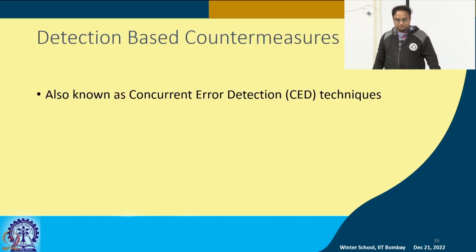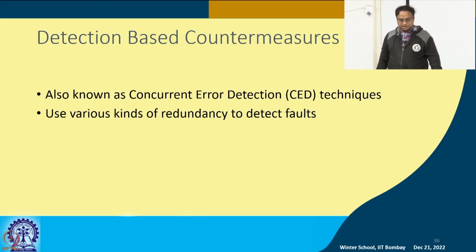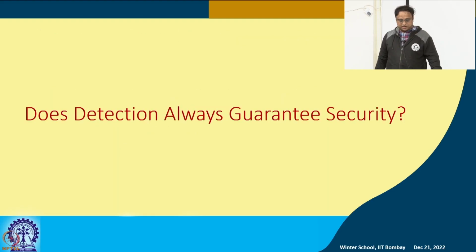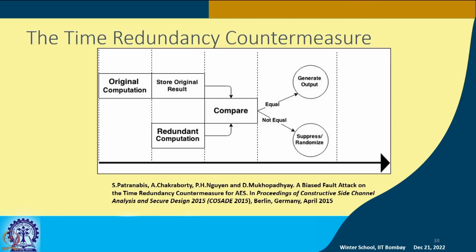And therefore, there are many countermeasures that people have found out, and some of them which are very common is what is called concurrent error detection. The idea of concurrent error detection is nothing but redundancy. So we basically do a computation twice. Here is a very simple example. You do an original computation, you just repeat the computation and you compare. So before you output a cipher, you do the ciphering twice. If the results match, only then you output.